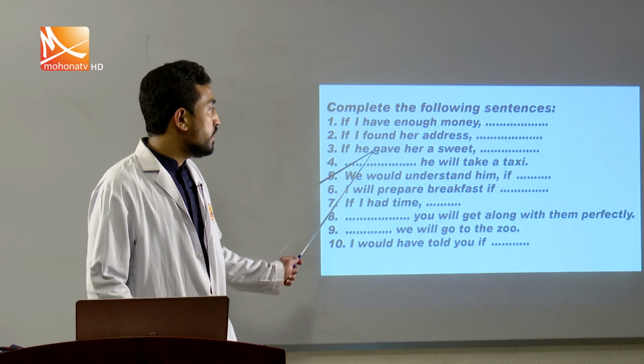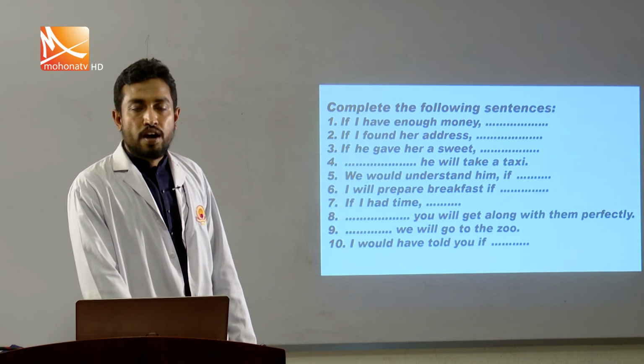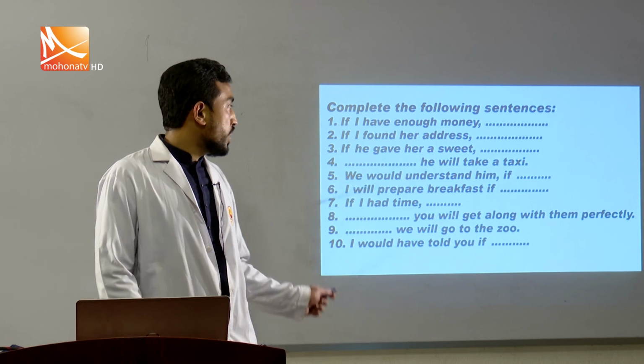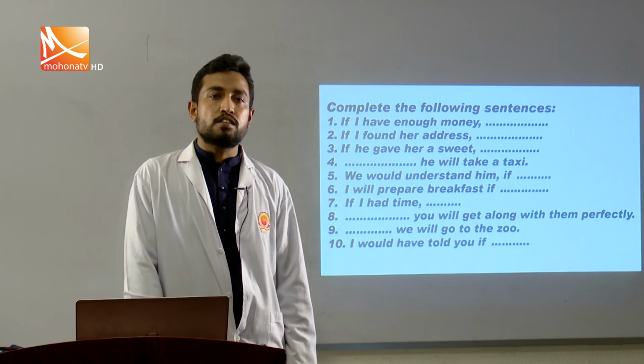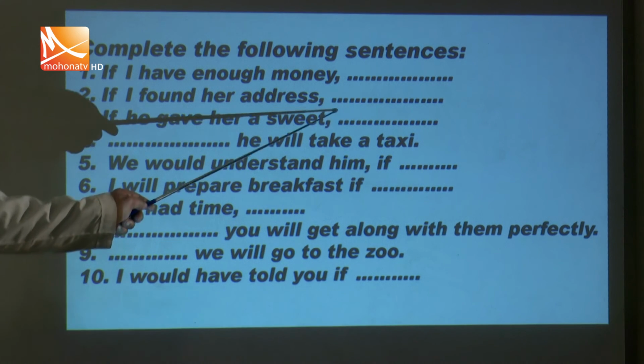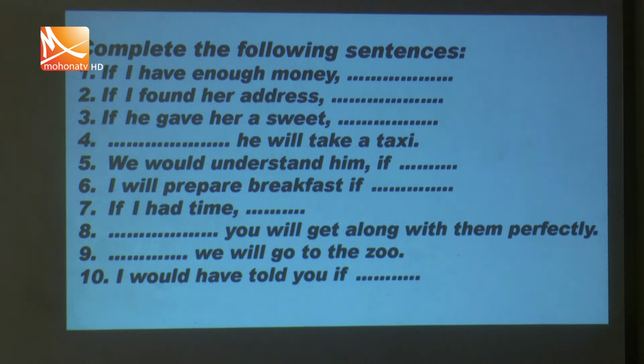If he gave her a sweet. If he gave her a sweet, so here the past form again. So we are going to use second conditional. What is the structure of the main clause of second conditional? Subject plus would, could or might, then V1. So if he gave her a sweet, she would be happy. Okay, then we can say he will take a taxi. Here we have used the main clause. So we will use here if he needs, he will take a taxi. If he needs, okay.